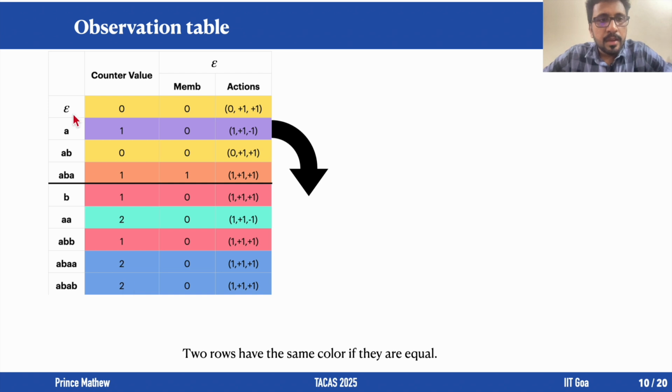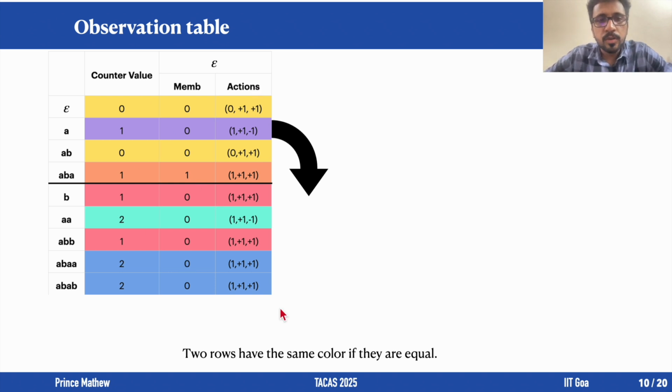Now you look at the column epsilon, epsilon here. This will denote the membership of the word epsilon dot epsilon. So this word is rejected, A dot epsilon is rejected, AB dot epsilon is rejected. However, ABA dot epsilon is a word that is accepted, so you will have 1 in the corresponding cell. So this is the counter value, this is membership.